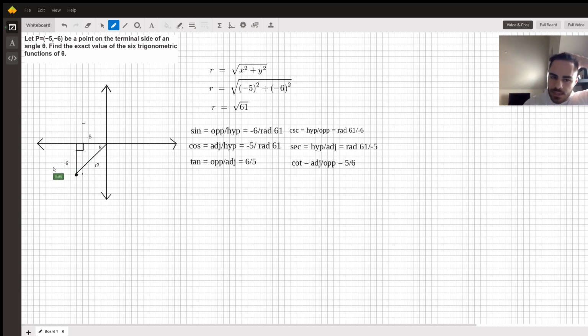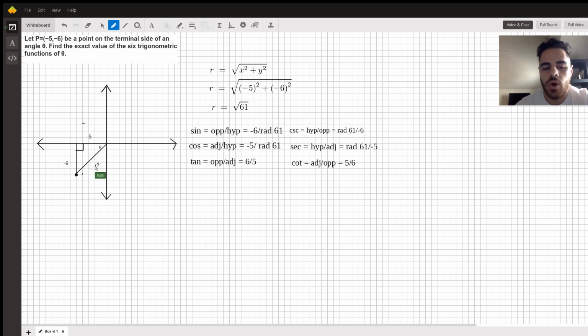The reason we made this right triangle is because we know that on the x, this is -5, and going down to y, it's -6, because those are the coordinates of your point. That gives us two sides of our triangle. If we also get our hypotenuse, or our r, we can use this angle theta to find all of the trigonometric functions of this angle theta.